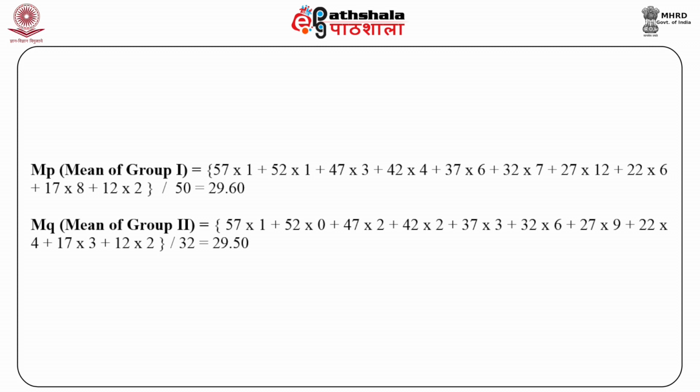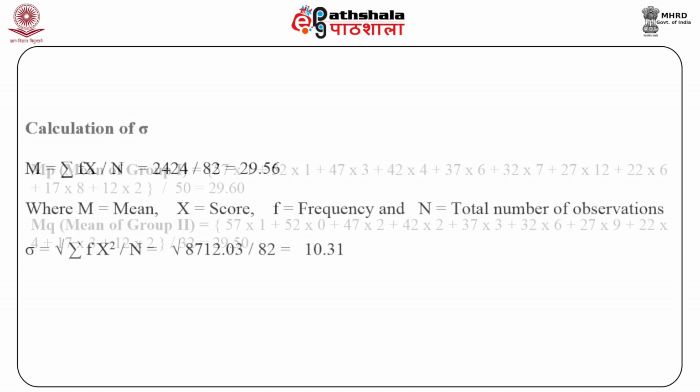The mean of group 2, MQ, is equal to 57 multiplied by 1 plus 52 multiplied by 0 plus 47 multiplied by 2 plus 42 multiplied by 2 plus 37 multiplied by 3 plus 32 multiplied by 6 plus 27 multiplied by 9 plus 22 multiplied by 4 plus 17 multiplied by 3 plus 12 multiplied by 2, the whole divided by 32, making it 29.50.